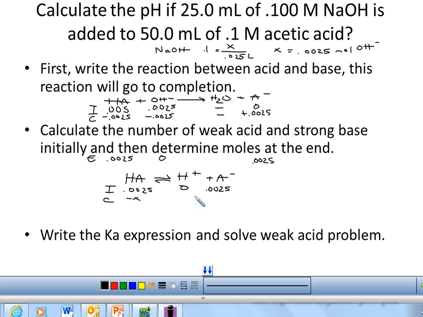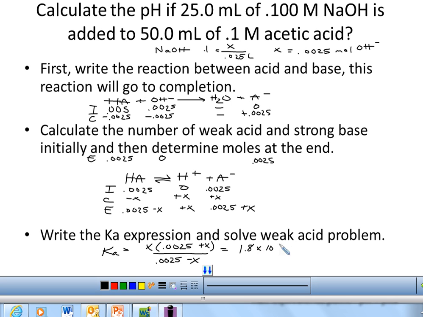We don't know exactly where that's going to be, so we are going to put our x's in there, and the equilibrium amount, 0.0025 minus x. This is plus x, 0.0025 plus x. So my Ka expression, products over reactants raised to their coefficients, I have x times 0.0025 plus x over 0.0025 minus x, equal to our Ka value, which is 1.8 times 10 to the negative fifth.